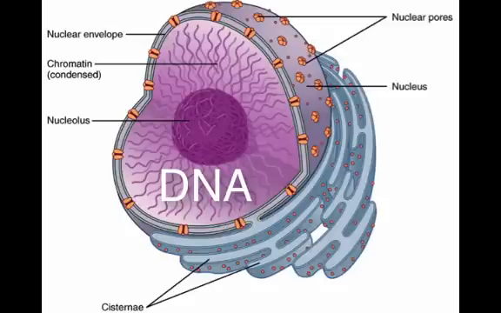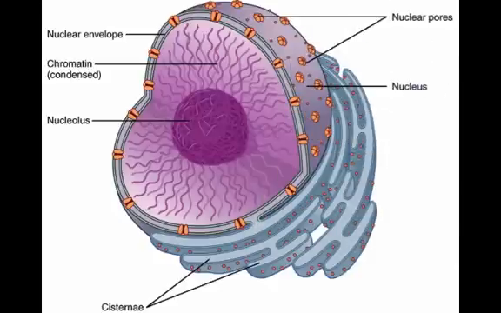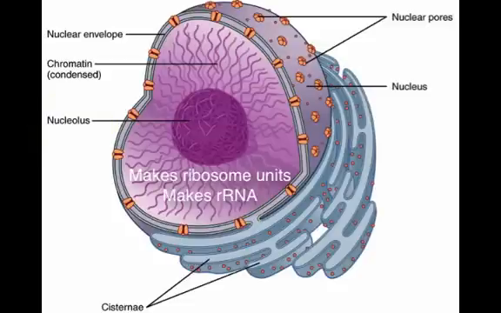If the cell is not dividing, the DNA will be loosely coiled and is called chromatin that looks like fine thread within the nucleus. If the cell is preparing to divide, the DNA becomes tightly coiled and is called chromosomes. DNA coils itself around proteins called histones that help it to tightly coil when the cell is dividing. Other important structures within the nucleus are the nucleolus, or nucleoli for plural, that makes the small and large ribosomal units, and also synthesizes ribosomal RNA.